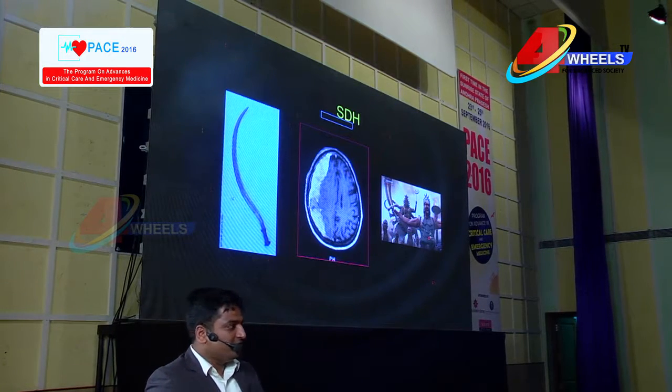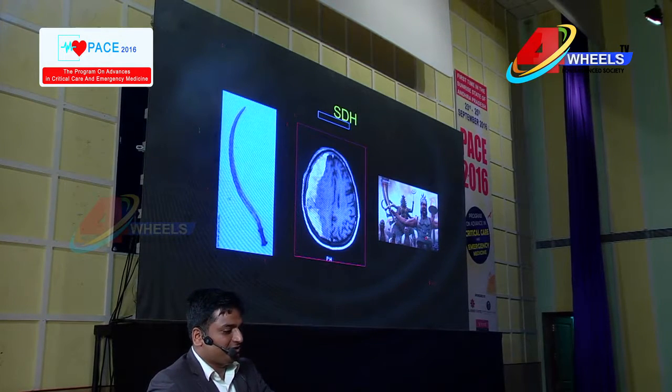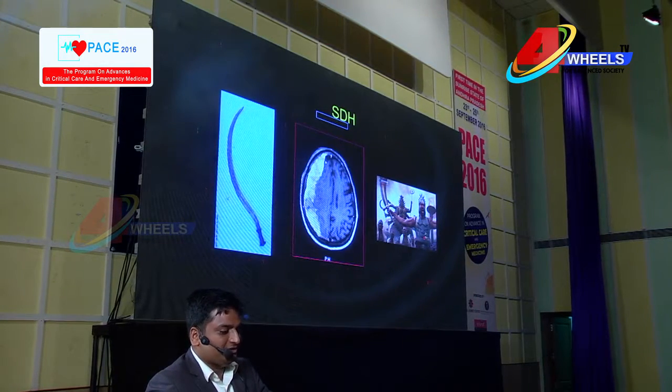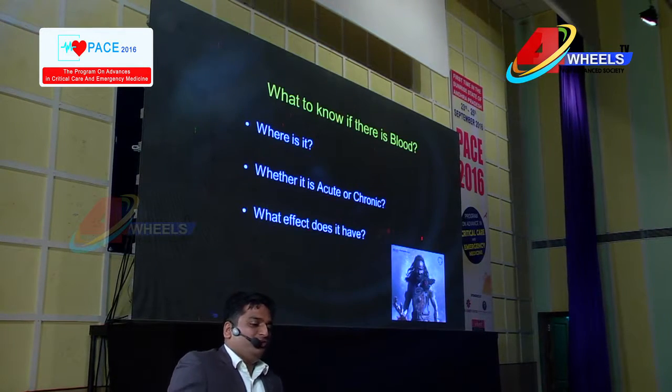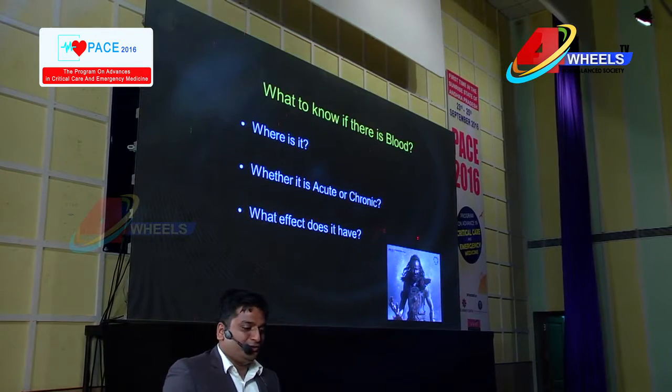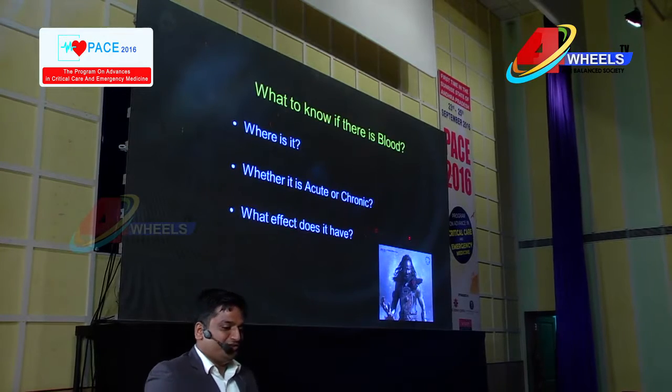SDH again, so again our hero comes back, the Bahubali hero. That is your sickle-shaped or concavo-shaped structure. Generally it crosses the suture line, and this is a venous bleed. When you comment on a bleed, we need to know what effect it is going to cause. So the villain is here.